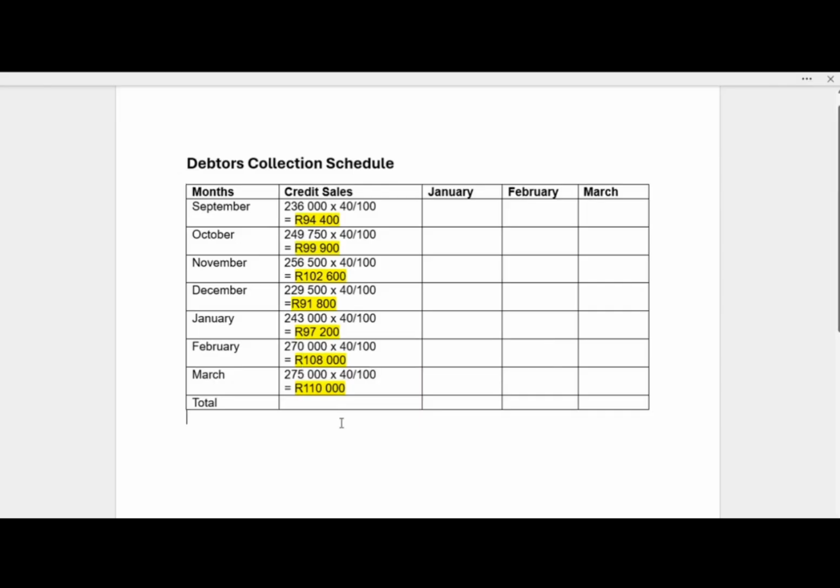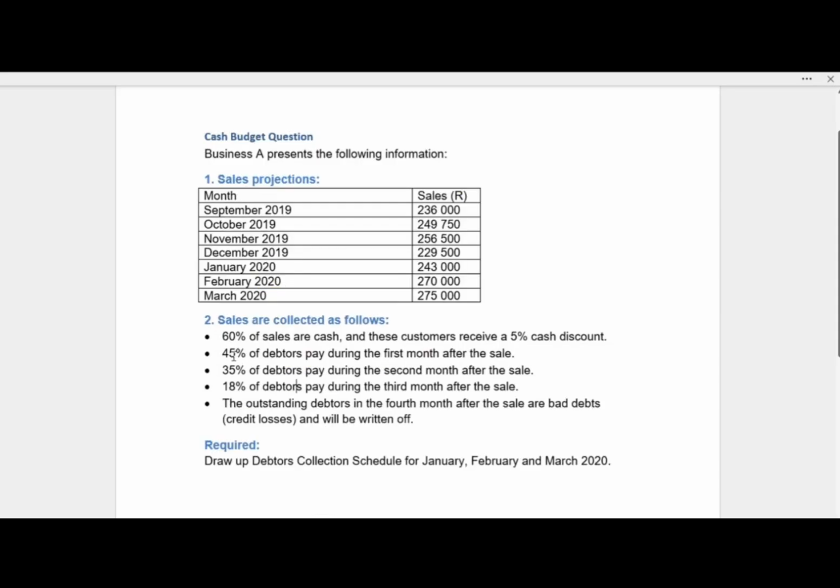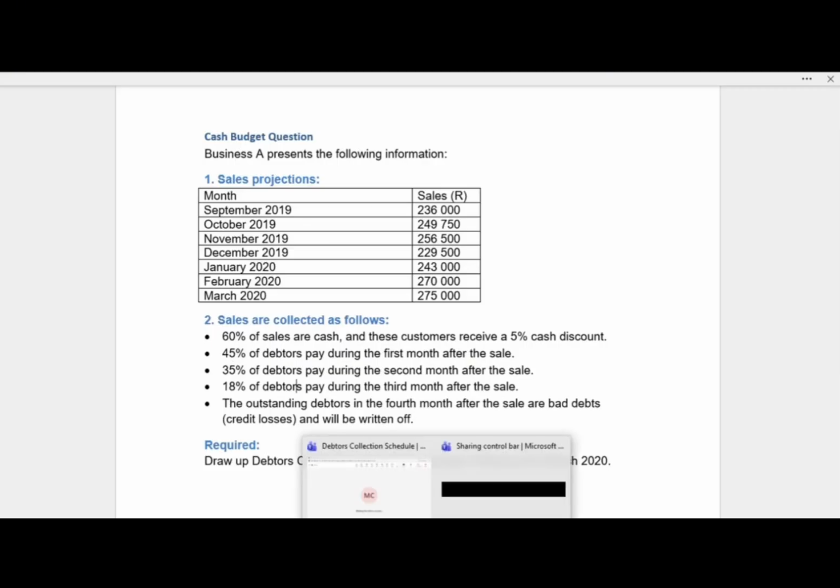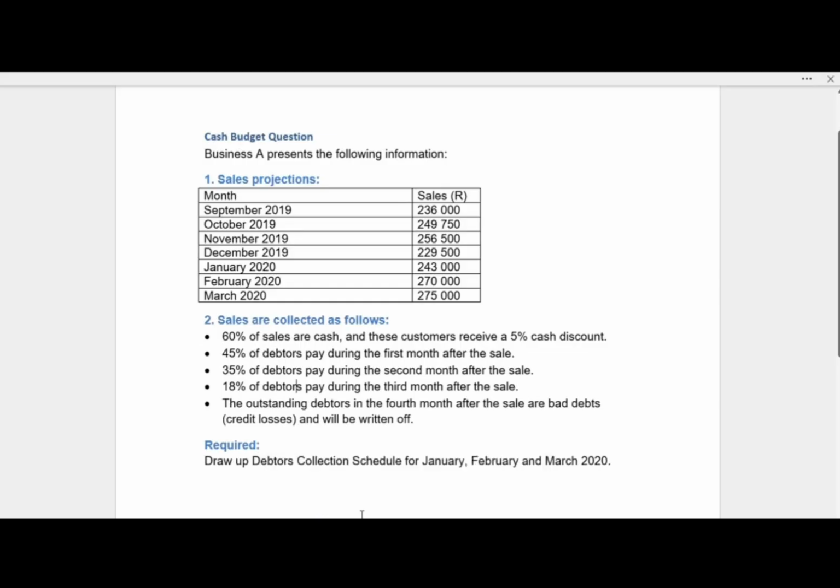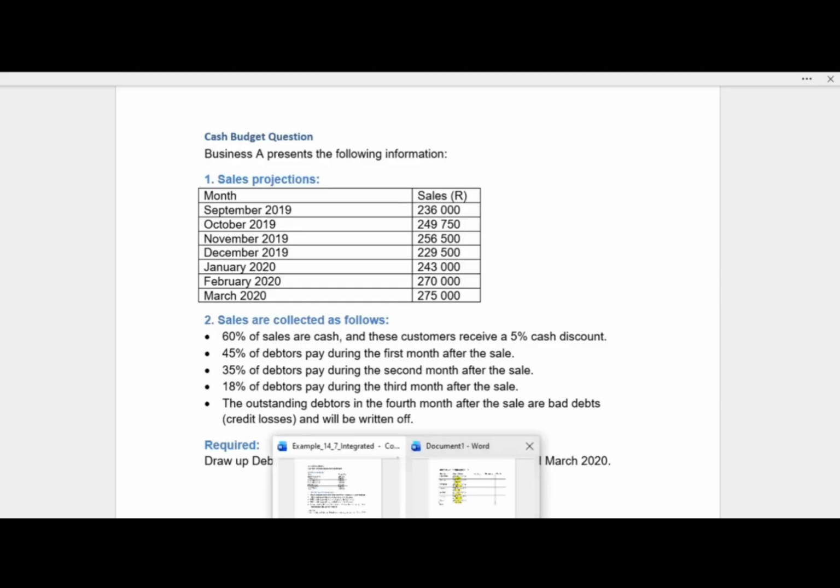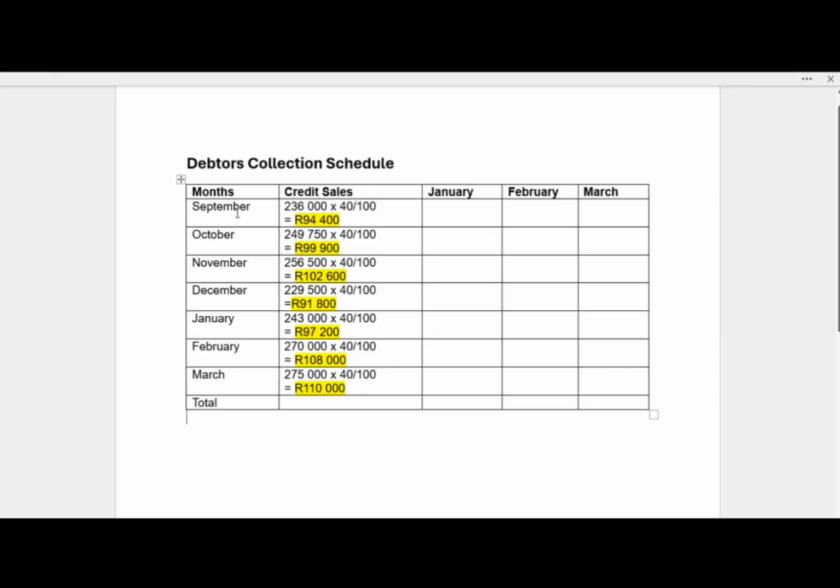We collect based on the credit policy, right? On collection. Are you with me? So here, it starts from here. It says 45% of debtors pay during the first month after the sale. Meaning, if you made sales in September, you are going to pay 45% in October. All right. And October is not part of the 4 months that we need to collect from. So we leave that one out.